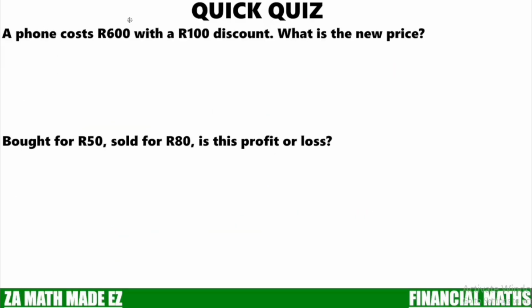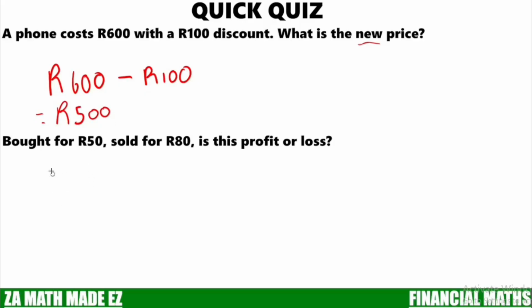Quick quiz. A phone costs 600 Rand with a 100 Rand discount. What is the new price? So the new price would be obviously 500 Rand. If you buy something for 50 Rand and you sell it for 80 Rand, is this profit or loss? So the amount you sold it for is 80 Rand, which is more than your cost price, which is your amount that you bought it for. So therefore, this means it would be a profit.